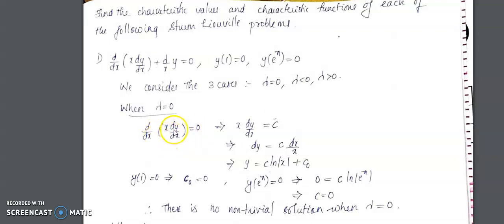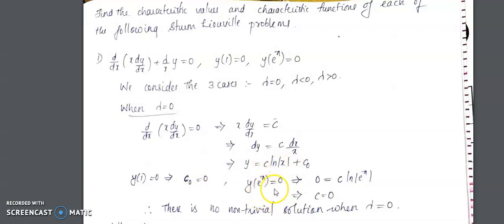Upon integrating, you will get x dy/dx equal to c. Take it as variable separable. Then dy will be equal to c dx/x. Therefore the solution is y equal to c log|x| plus c naught. Now applying the initial conditions, y at 1 is 0. Substituting 1, the first term becomes 0. So that will give c naught equal to 0.